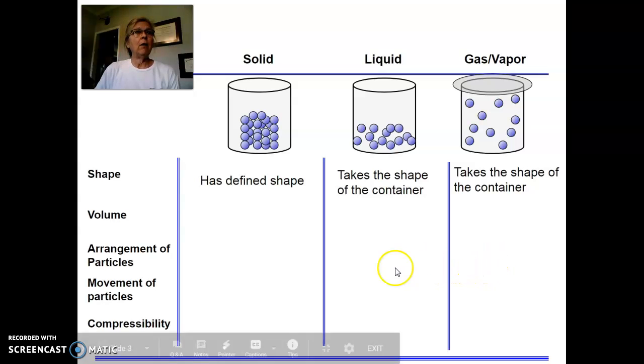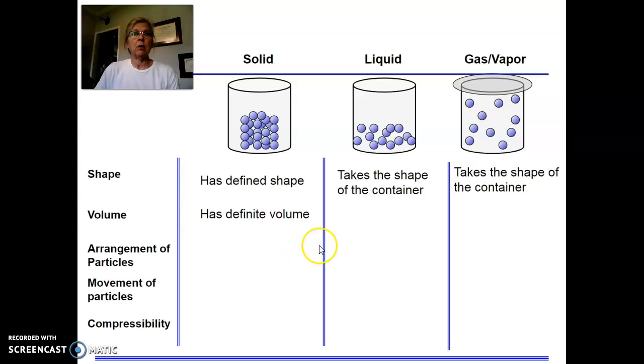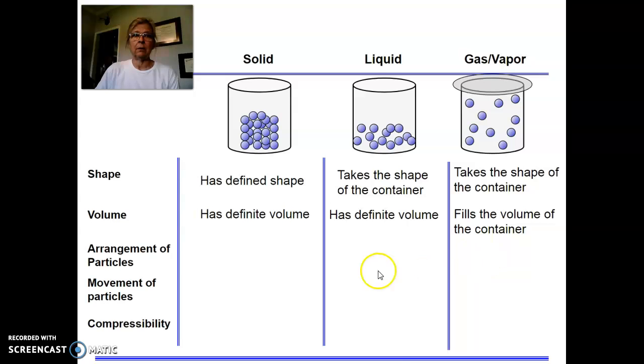Let's talk about volume of the different states. Solids have a very definite volume and they do not usually change their volume. Liquids have also a definite volume which can be somewhat changed by heat, but for the most part the volume stays the same. And gases very definitely take up the different size of the container that it's in. So it can take up a big container or it can be compressed into a smaller container.